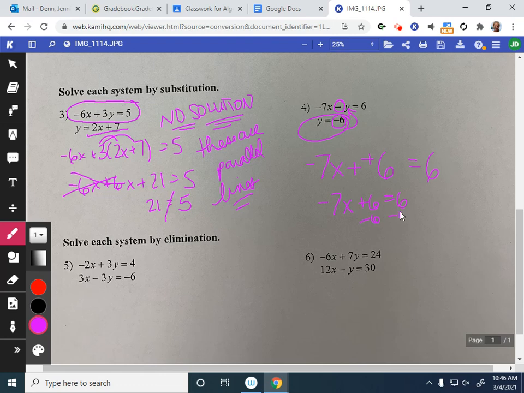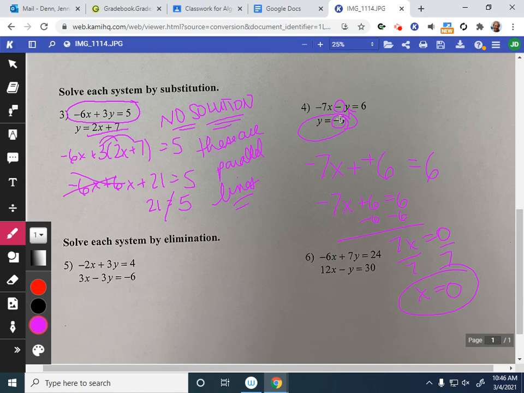Let me go ahead and subtract 6 from both sides. I get 7x equals 0. That's okay. Divide by 7. I get x equals 0. That's my final answer for x. It's okay. Nothing wrong with that. Well, what's y going to equal?